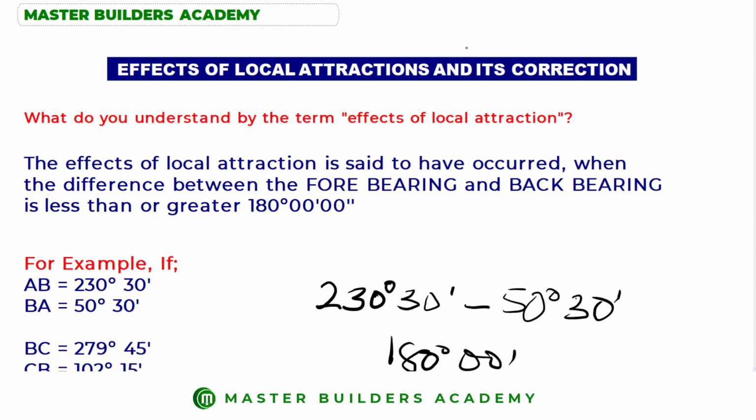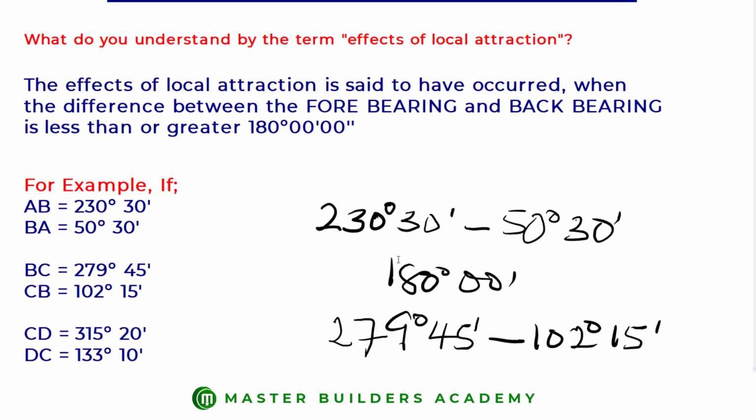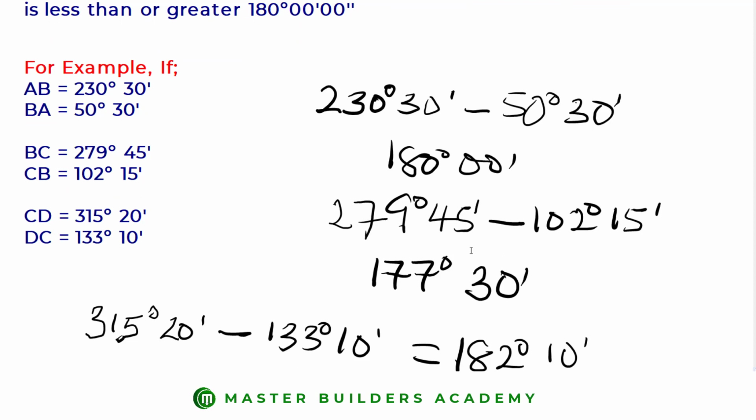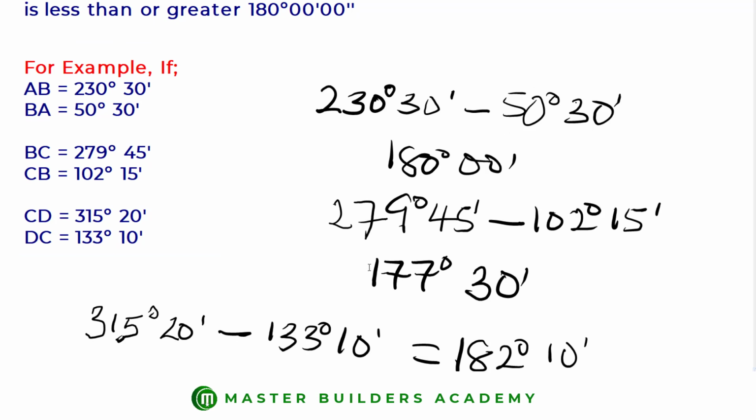Okay, we have effects of local attraction and its correction. So as we can see now, for line AB, there is no correction because we already have the expected value. But for line BC and CB, we have correction because the value is less than the expected value. While for line CD and DC, there will be correction because the value that we have is greater than the expected value. Don't forget, the benchmark is 180 degrees, 0 minutes, and then 0 seconds.